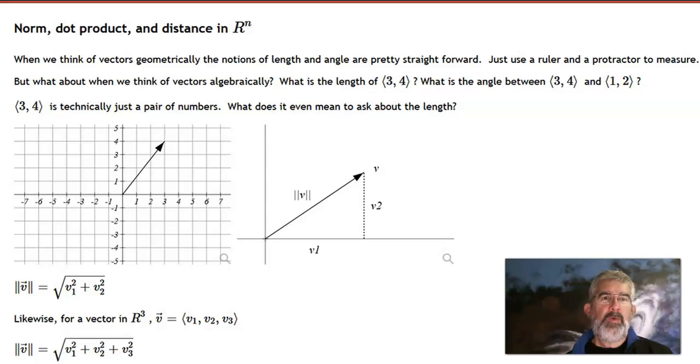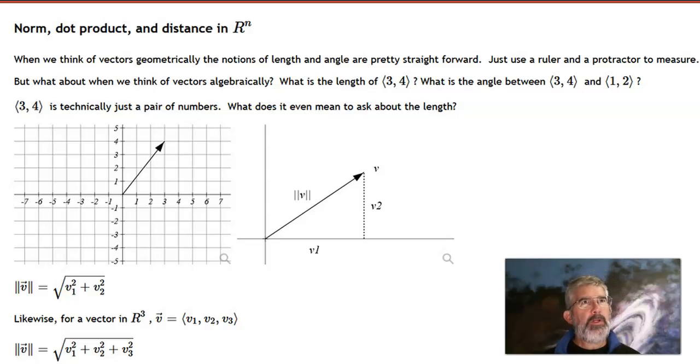Now, when we think about vectors geometrically, mainly in R2 and R3, it's pretty straightforward to say what we mean by length and angle. Just take your ruler out and measure the length of a vector, and if you've got two vectors and you want to know the angle in between them, well, you just take out your protractor and measure the angle, right? There are geometric tools to measure those geometric concepts.